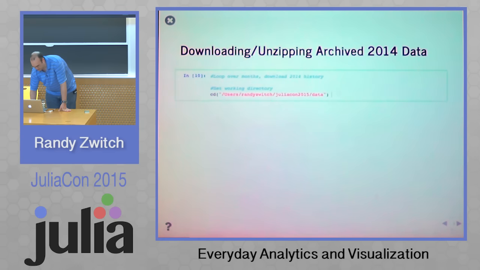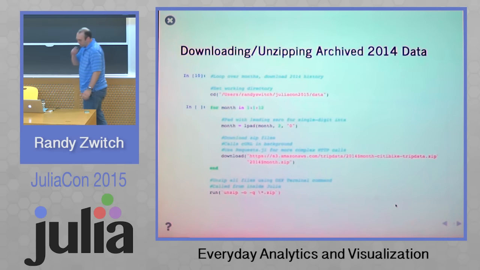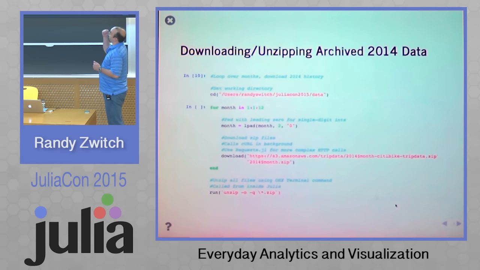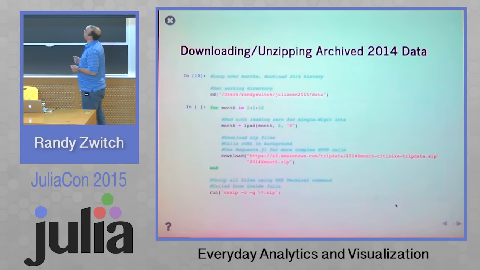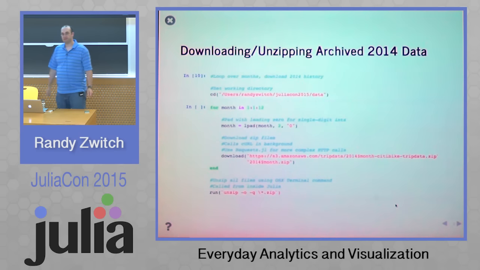Okay, so the first thing I do is set my working directory. If you run this bottom set of commands, it's really just a simple loop. So we can see that it's somewhat trivial to download a lot of data, in this case 12 zip files that get extended to CSV. Then finally, at the bottom, I just do a quick shell command that unzips all of the files so that we don't have to deal with that inside of Julia. It's just at the operating system level.